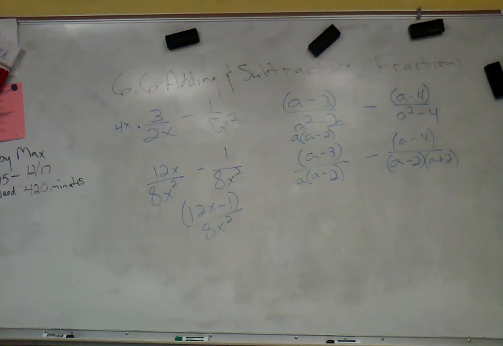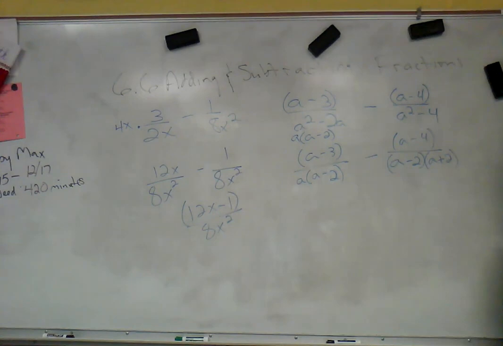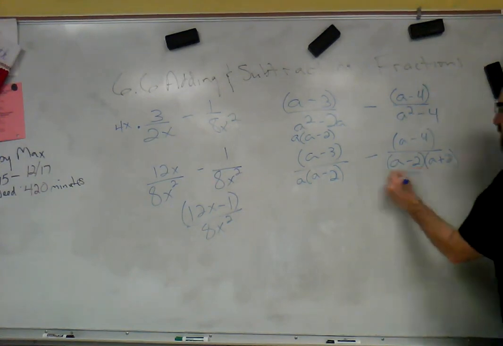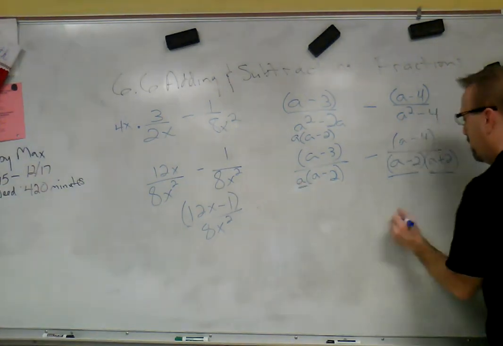Okay. So last week when we were multiplying and dividing, we just started canceling. That's not what we want to do. We have to get the common denominator. This is where they're a little bit more difficult. Every single factor has to be in our common denominator.